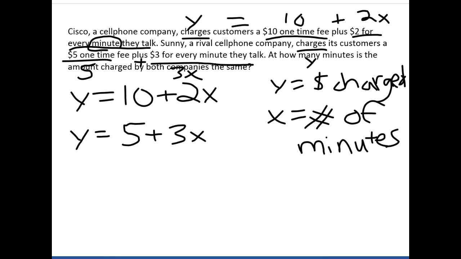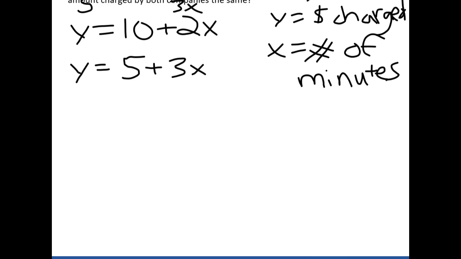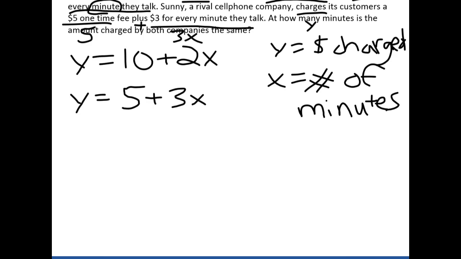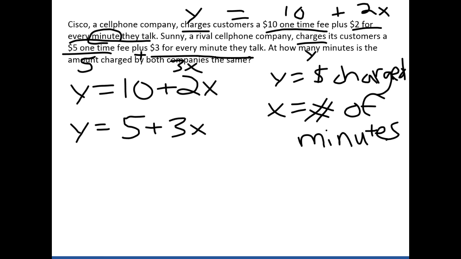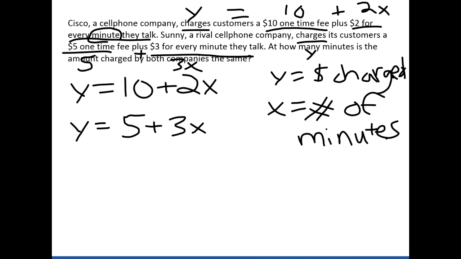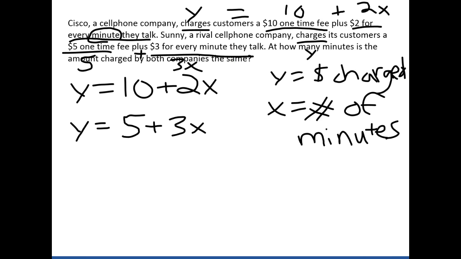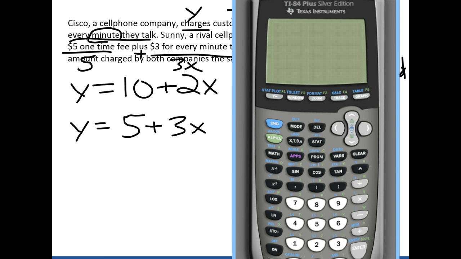Now, we have two equations, and there's a couple of different ways that we can solve this. If you remember, anytime you have two equations that say y equals, the best way to solve them is by graphing. And we learned the trick in the calculator already. We can put both of these equations in y equals. So we have 10 plus 2x, and we have 5 plus 3x.